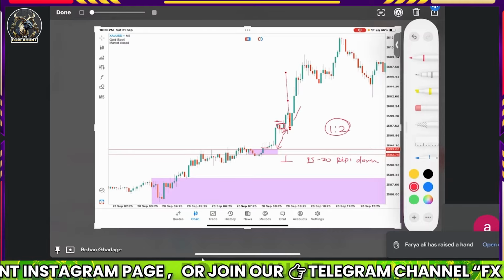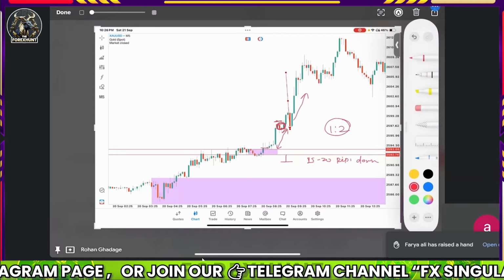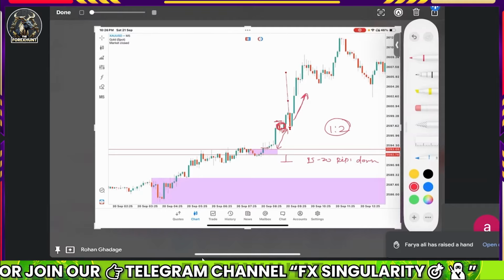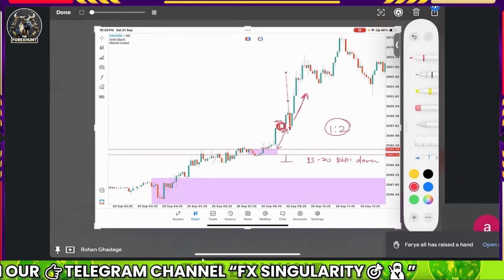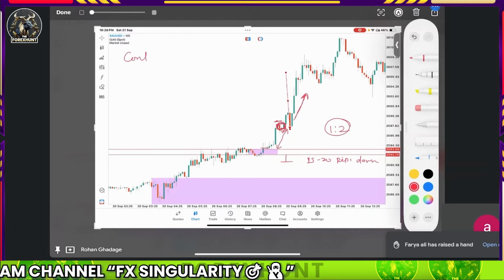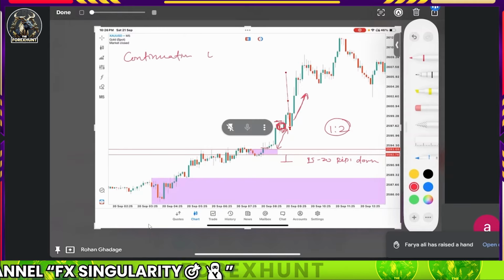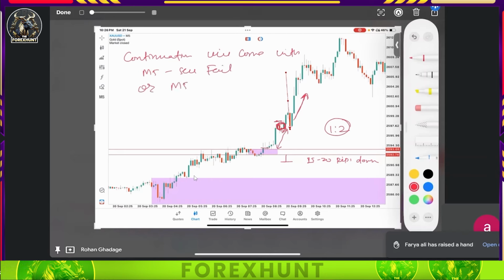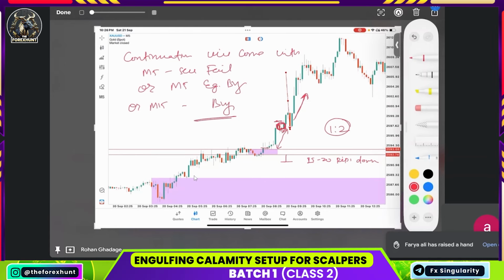Okay, wait for more pips. If it is forming a sell fail here, wait for more pips. If it is forming M5 buy as well or M15 buy, wait for higher pips, 100, 120 pips. Are you getting my points, guys? Continuation will come with M5 sell fail or M5 engulfing buy or M15 buy. Clear?